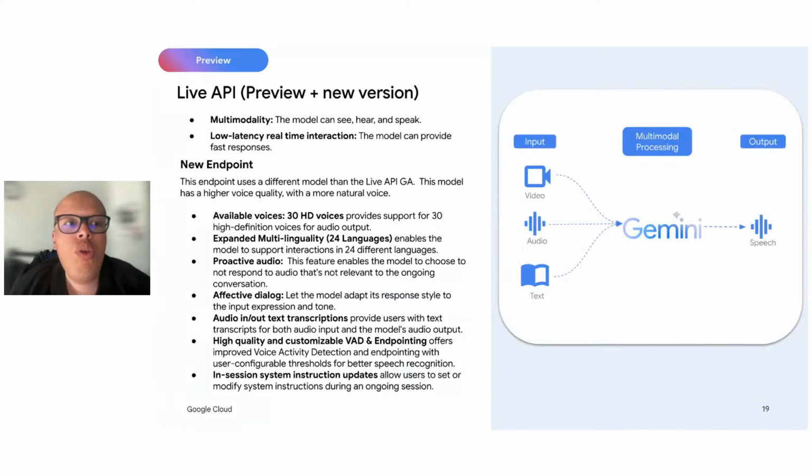So, Live API. As I said, Live API is GA, but there is a new version in preview. There are many advantages. You have multimodality, so models and agentic applications powered by such a model will be able to hear, to see, and to speak. And this is low latency, so the interaction will be very realistic and the model can provide fast responses. This is exactly what you are going to see in the demo that I am going to show.